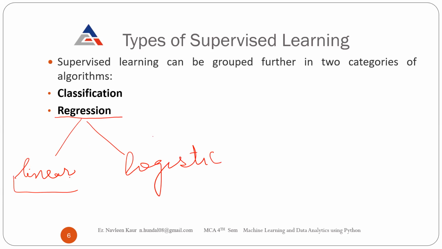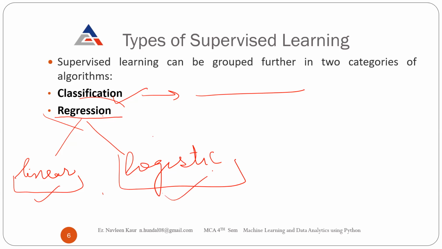Linear regression is the one that we did yesterday, the linear model. And logistic regression we will do when we do regression in detail, and we will also do classification. Okay, so for the time being you should only know the types of supervised learning. Supervised learning is of two types, classification and regression. Classification has its own further categories. Regression has two categories, linear and logistic.